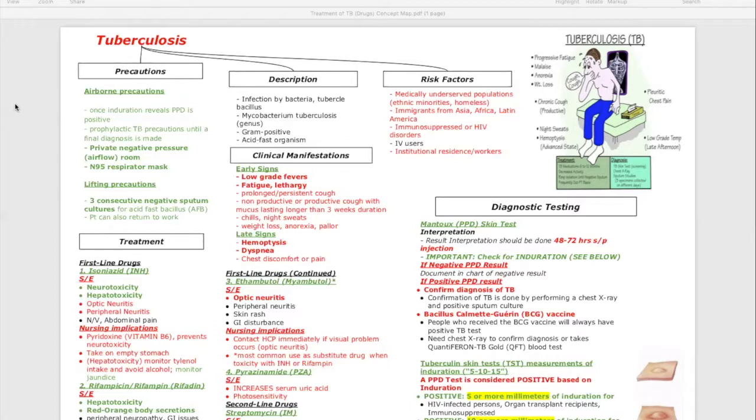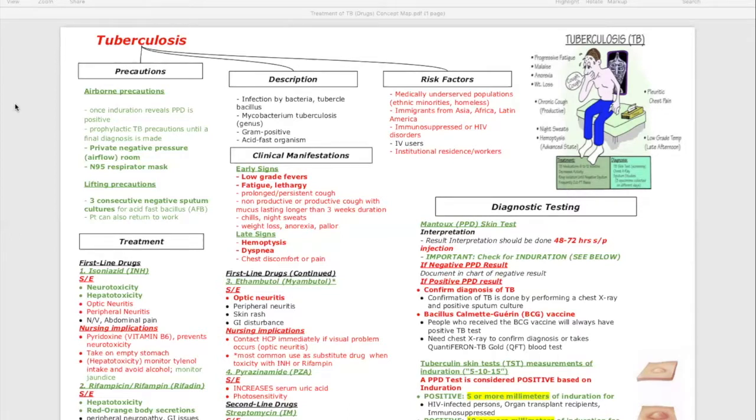So what do these airborne precautions consist of? One, a private negative pressure room. The door is shut. The second is an N95 respirator mask. Can you guys name some other diseases that need airborne precautions? Those are your MTVs, right? In addition to tuberculosis, there's measles, varicella, and SARS.